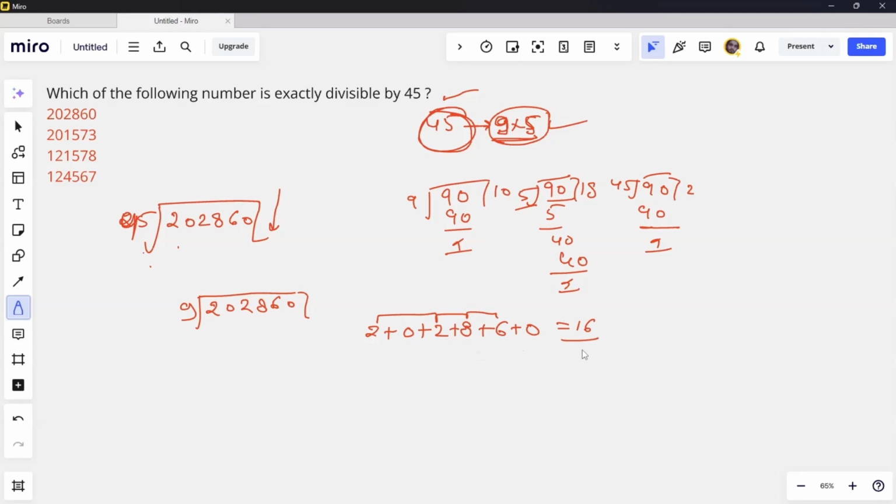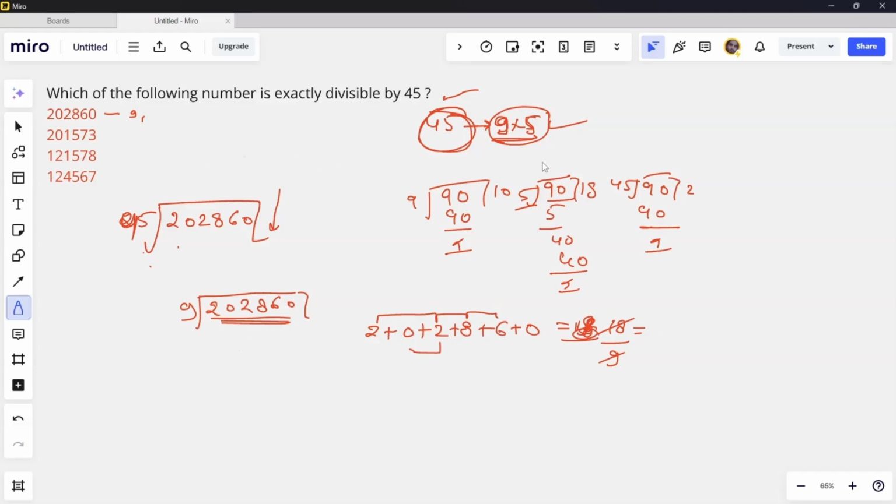Let me check again. 2 plus 0 plus 2, which is equal to 4. 8 plus 4, which is equal to 12. 12 plus 6, which is equal to 18. So it is 18. Is 18 divisible by 9? Yes, 18 is divisible by 9. It means this complete number is divisible by 9.